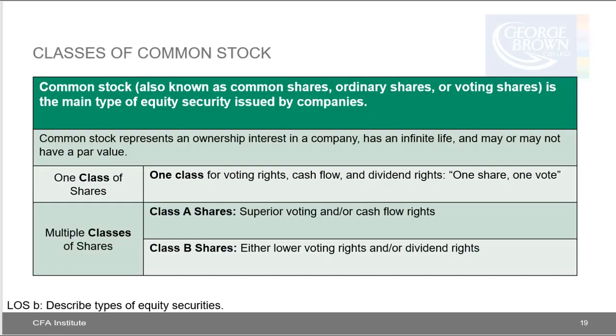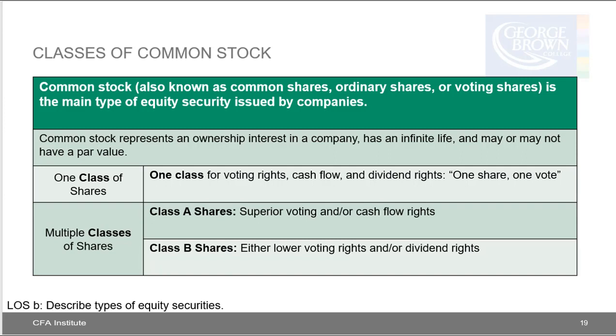So first, we're going to look at classes of common stock. Common stock, again, also known as common shares, ordinary shares, or voting shares, is the main type of equity security issued by companies. Okay, so common stocks represent an ownership interest in the company. Assets equals liabilities plus equity. Equity is ownership. Okay, it has an infinite life and may or may not have a par value.